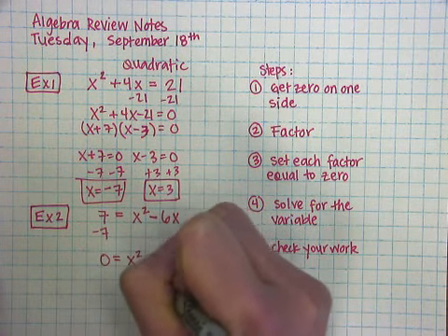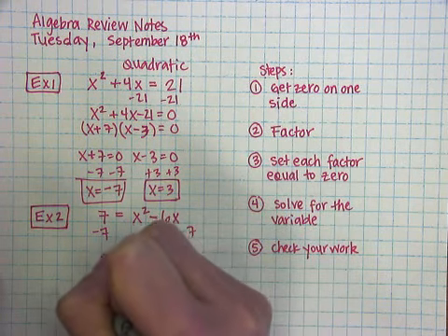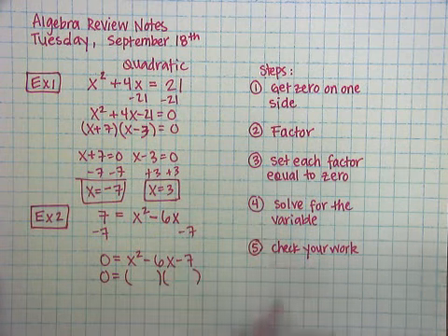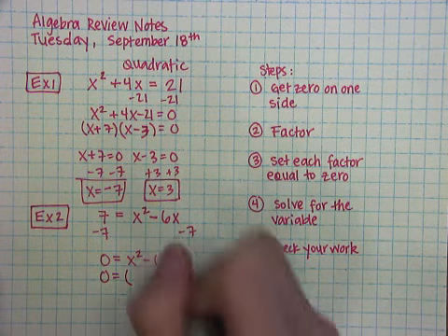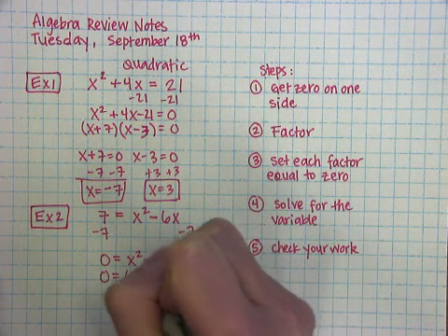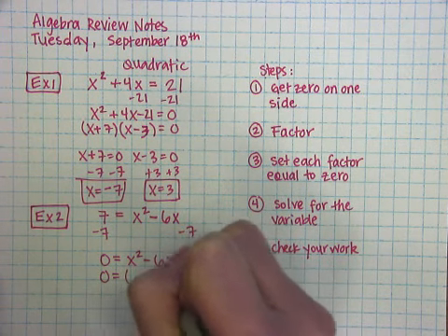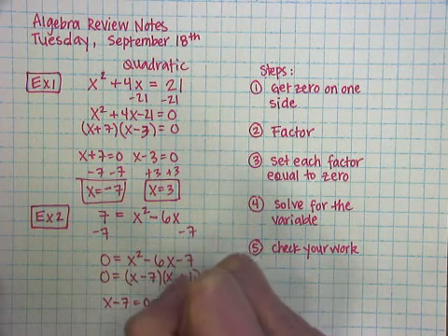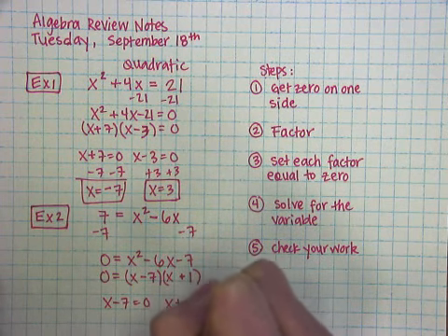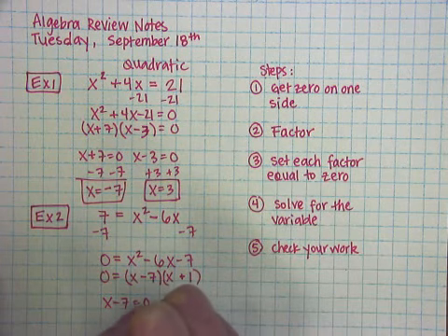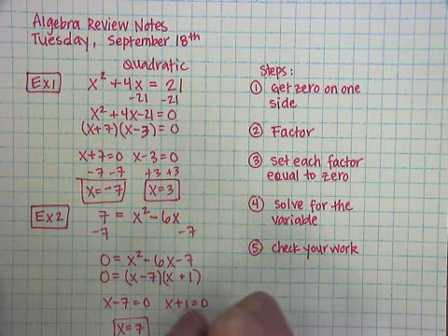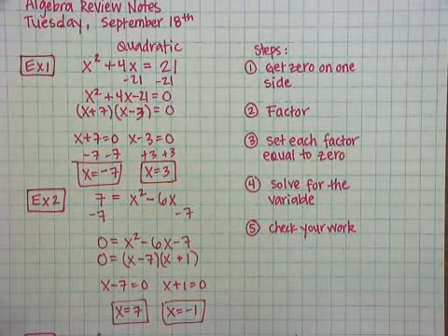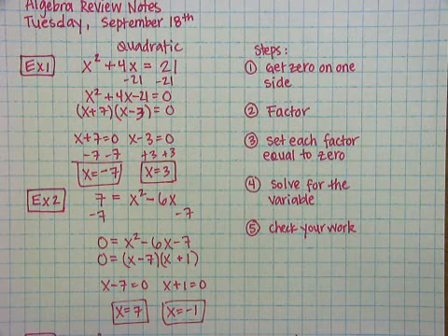So then I get x squared minus 6x minus 7. And again, I need to factor after I get 0 on one side. So two things that multiply to negative 7 and add up to negative 6. Well, that's going to be 7 and 1. And the 7 needs to be negative and the 1 needs to be positive. And then again here, I'm going to set each factor equal to 0. So x minus 7 equals 0, x plus 1 equals 0. And I solve each for x. Not too bad. You did a great job with this in class today.